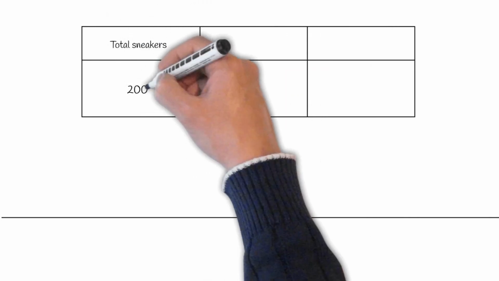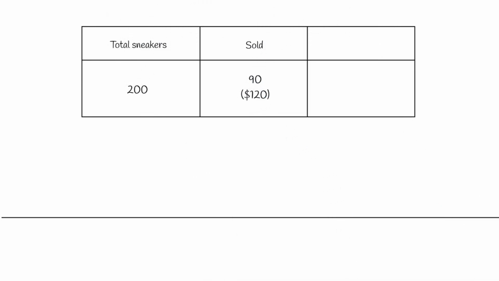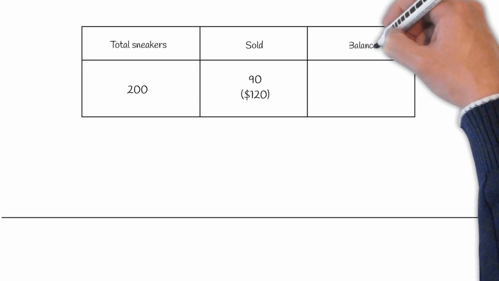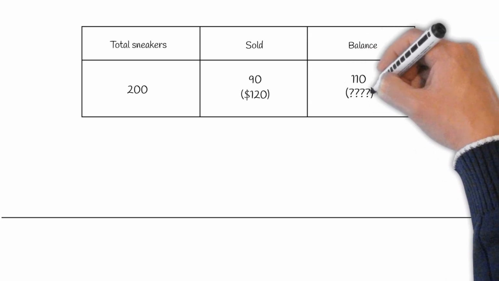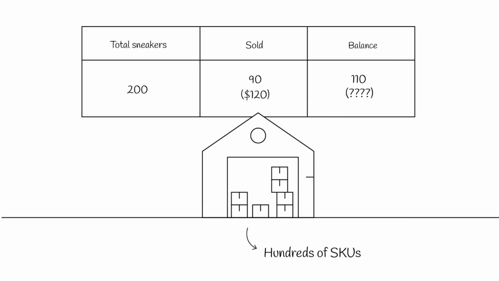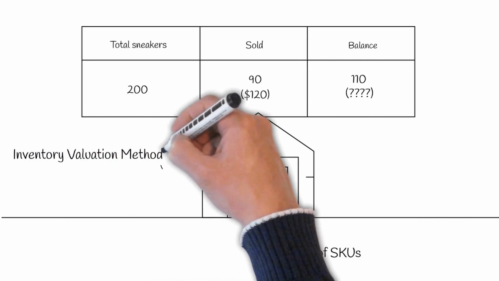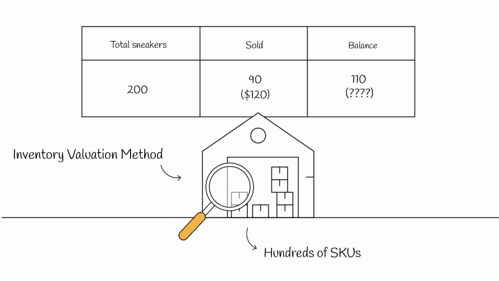During the first quarter, you sold around 90 pairs of sneakers at the rate of $120 a pair. Now, you have only 110 pairs left in your inventory, but you can't determine its inventory asset value without knowing exactly which 90 of the 200 pairs you sold. This can get really complicated if you have hundreds of SKUs in your warehouse. You need to employ an inventory valuation method to automatically determine which pairs of sneakers went out during each sale.